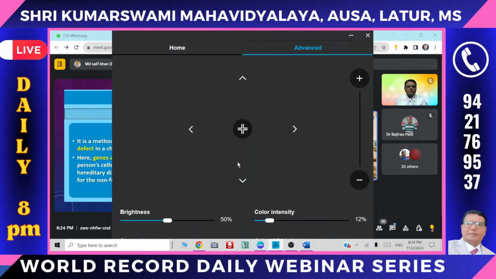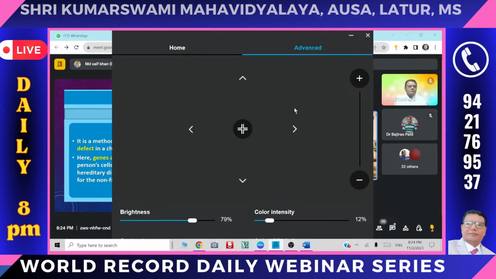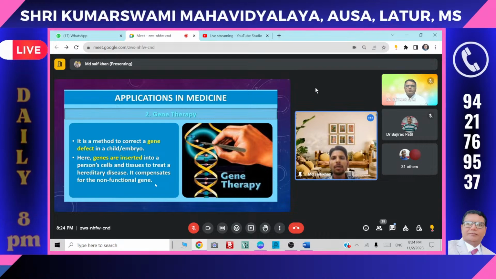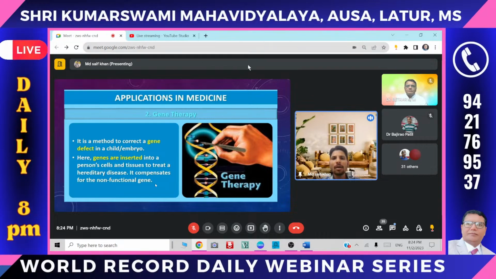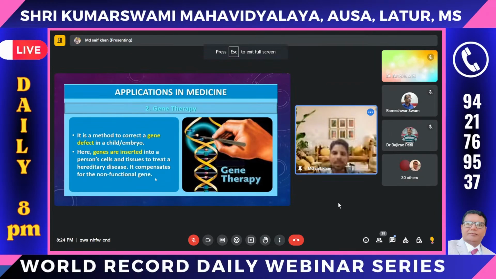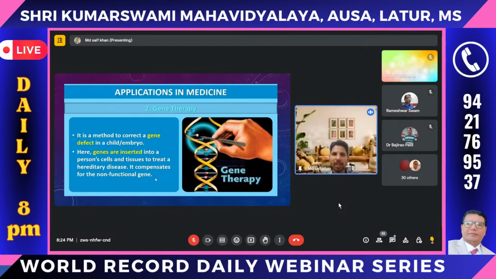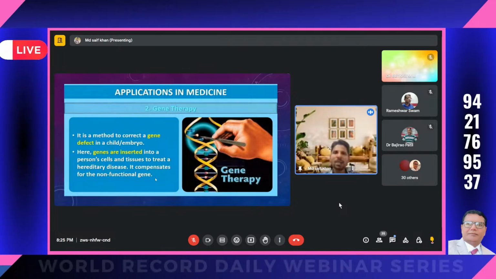So we are incorporating the corrected gene into the somatic cells of the body. Here we are not incorporating it into the germ cells, because any change made at the embryo level is not suggested. We do gene therapy at the somatic cell level because a somatic cell gene change is not transferred to the next generation. If we incorporate a change into the embryo, it is transferred to the next generation also.